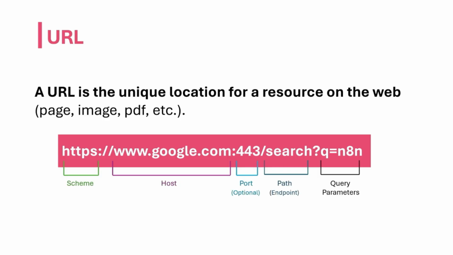This is the path, or we can say endpoint. It points to a specific resource on the server. Then comes the last part, and that is the query parameters. They pass additional information to the server, like what to search for in this case. So every URL has these parts that together tell your browser exactly where to go and what to request.